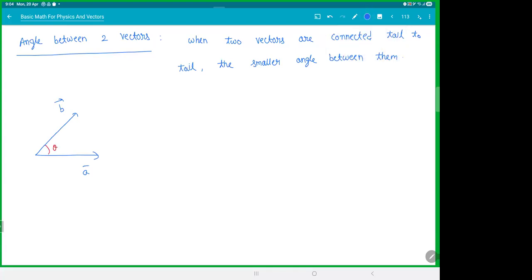Example. If someone gives you this, they will say this is A bar and this is B bar, and if they say this angle is 120, this is not the angle between the vectors. So how do you do this? Remember, you can always move the vectors parallel to themselves. So keep the B bar as it is and push your A bar a little forward. If you push the A bar forward, you'll get tail to tail. Now this angle, previously 120, is now 60 degrees. This is your angle between vectors. Is that making sense?